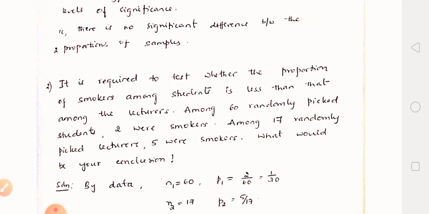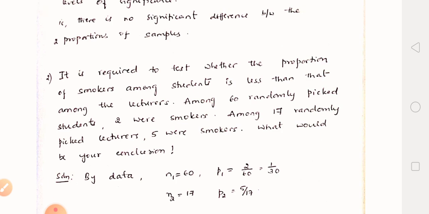One more problem. It is required to test whether the proportion of smokers among students is less than that among the lecturers. Among 60 randomly picked students, 2 were smokers, and among 17 randomly picked lecturers, 5 were smokers. What would be your conclusion?